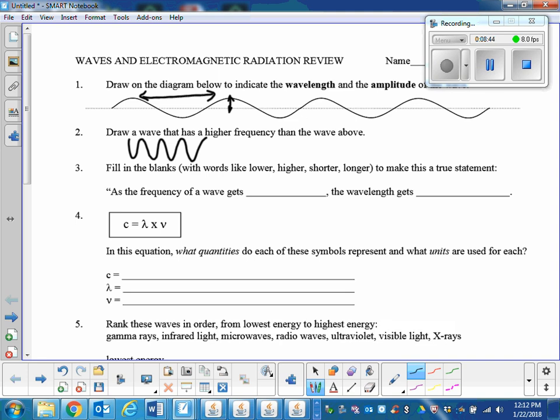So who would like to attempt number 3? It's something we just discussed. Who would like to try number 3? I can. All right, go ahead, Natalie. As the frequency of a wave gets higher, if the frequency gets higher, wavelength gets shorter. Very good.